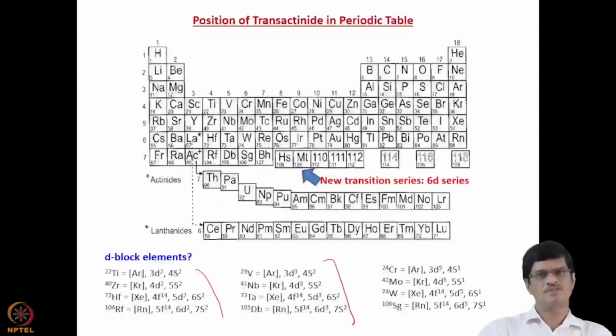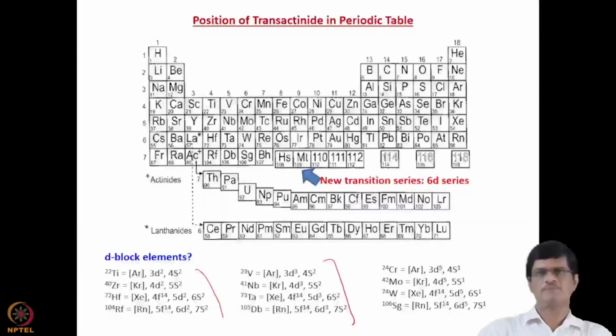The same we can do for the +5 oxidation state transition elements like vanadium, Z of 23, niobium, Z of 41, tantalum, Z of 73, and dubnium, Z of 105. Their electronic configurations are similar, that is, d3 s2 type of configuration. And finally, the +6 oxidation state: chromium, Z of 24, molybdenum, Z of 42, tungsten, Z of 74, and seaborgium, Z of 106. They also have similar electronic configurations, that is, d5 s1.